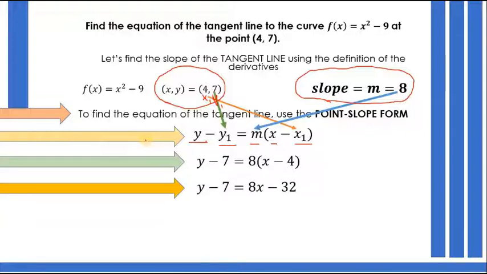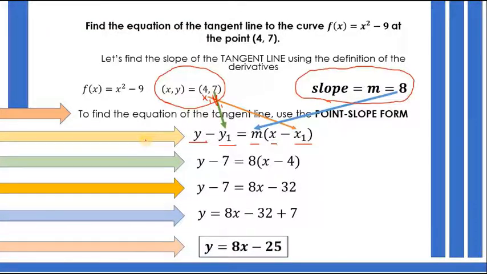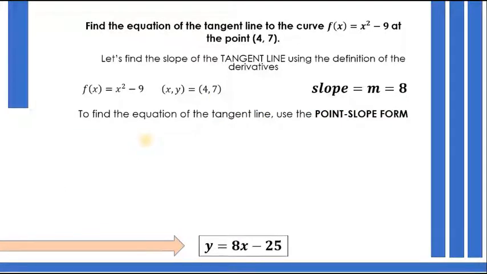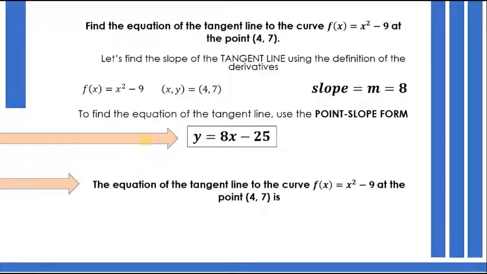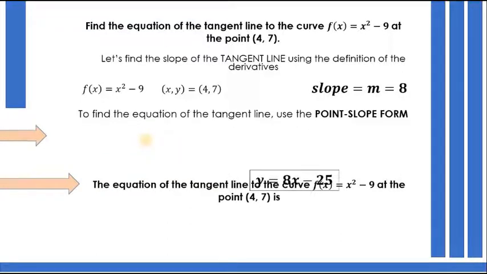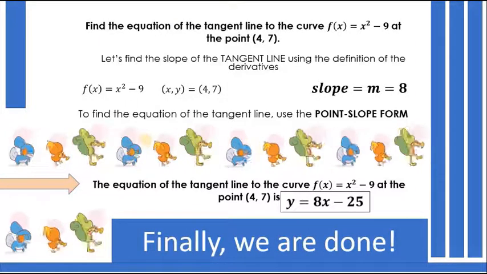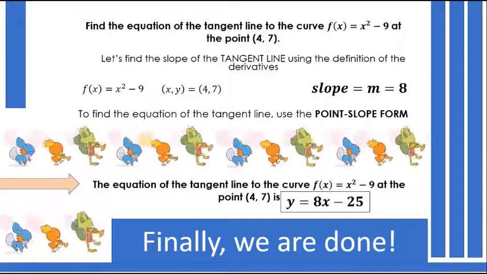By simplifying, 8x minus 32, and using the general form, it becomes y is equal to 8x minus 25. There you go. That is now the equation of the tangent line. Y is equal to 8x minus 25. The equation of the tangent line now is y is equal to 8x minus 25. Finally, we are done. That's how you solve the equation of the tangent line.